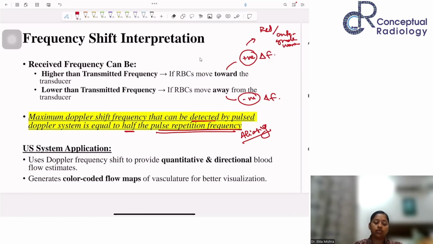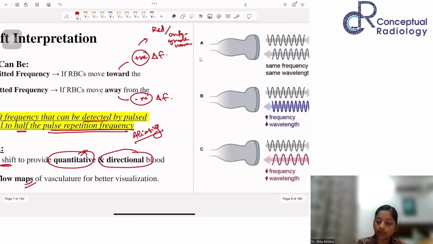Okay. So the ultrasound system uses this Doppler frequency shift to give us quantitative and directional flow estimates, and will use this data to generate color-coded flow maps of vasculature for better visualization. So you will have maps also, and you have quantitative data. We can calculate the PSV, EDV, RI, PI, SD ratios and whatnot.